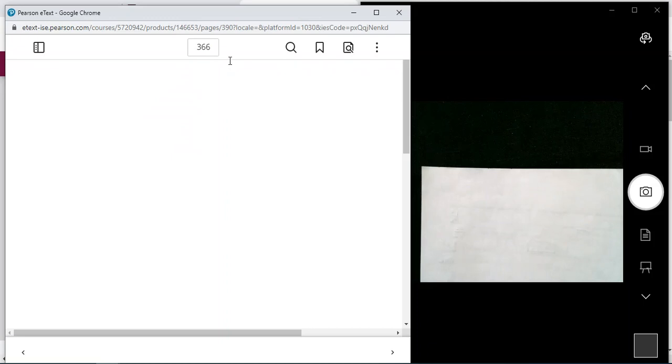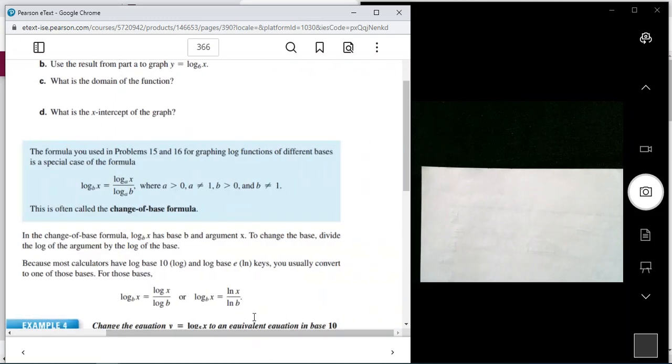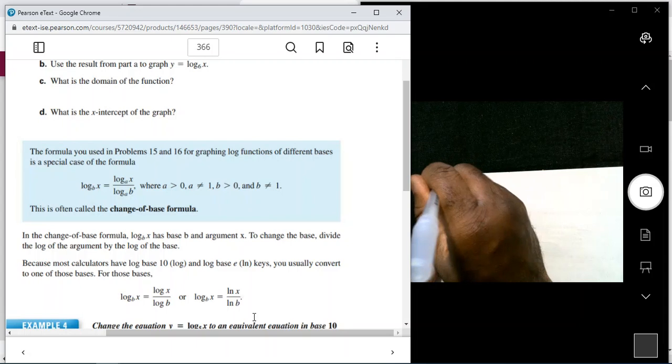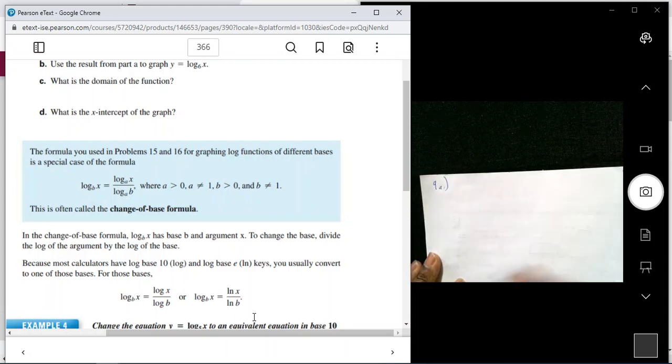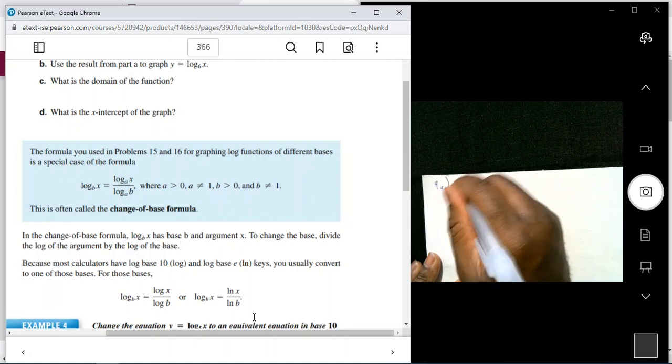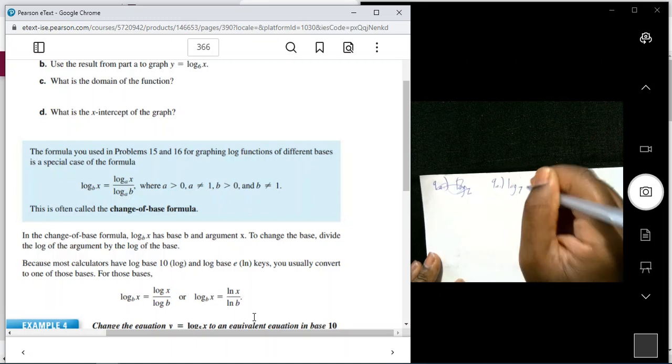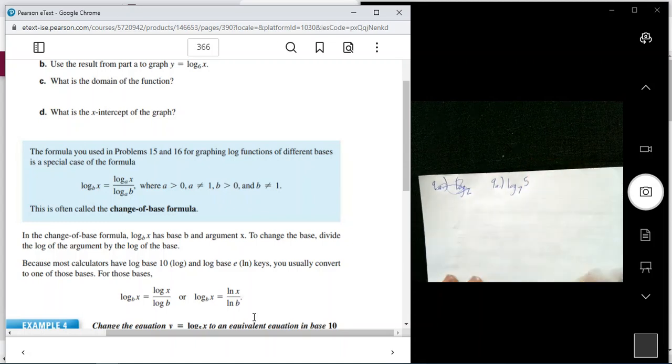You look on page 366. Here's the definition of the change of base formula. So what I'm going to do is write out what number 9A is, and then compare it with the formula you see. Is log base 7 of 5. Okay, so now with that change of base formula, it's telling you here, if we look here, we have log base b of x.